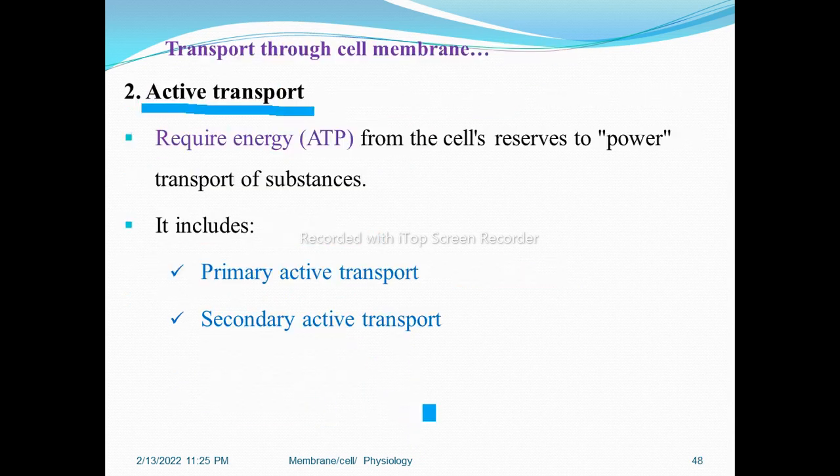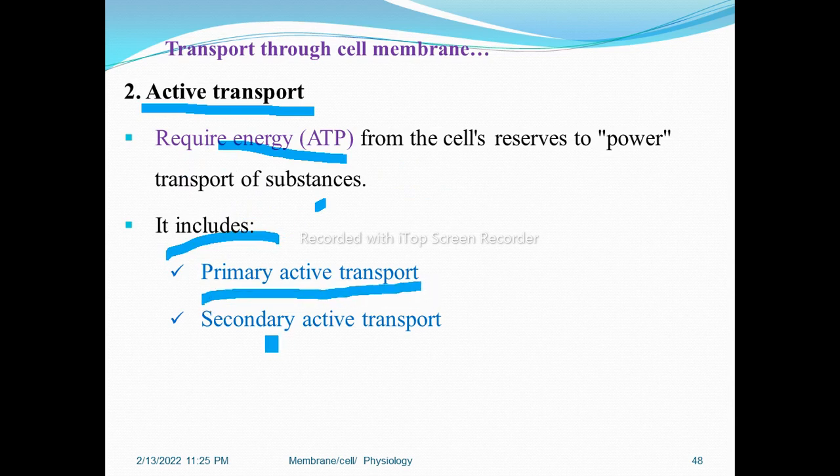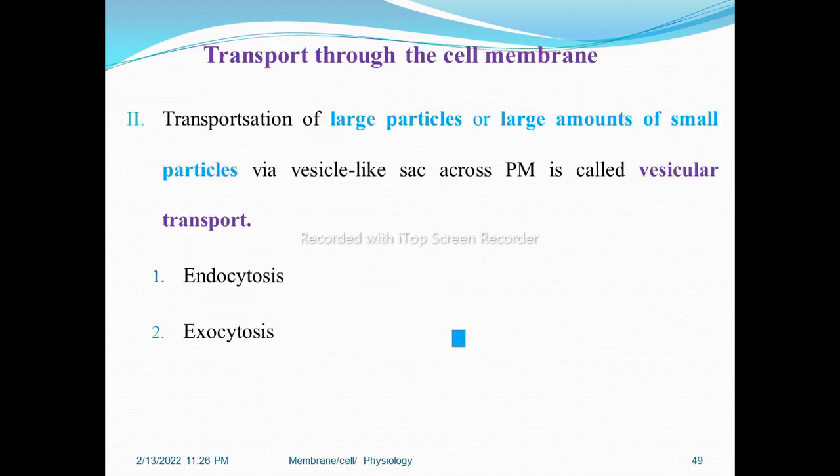The second category is active transport. Active transport uses energy, or ATP from the cell's reserves, to power the transport of substances. Active transport can be divided into primary active transport and secondary active transport.